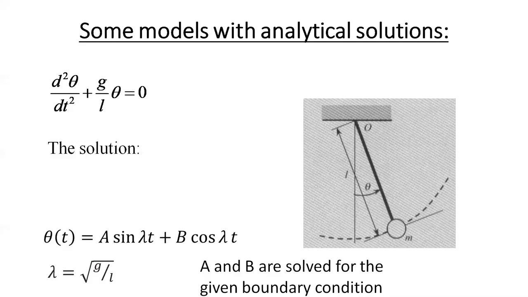Now, talking about the boundary conditions, the governing equation which is going to be solved is a second order differential equation, and as a general rule, the boundary conditions which are going to be used are always one order less than the highest differential appearing in the governing equation. In this governing equation, theta is getting differentiated twice. Therefore, the boundary conditions are going to be one order less than 2, that is theta and d theta by dt. Theta is the displacement of the bob, while d theta by dt is the velocity of the bob.